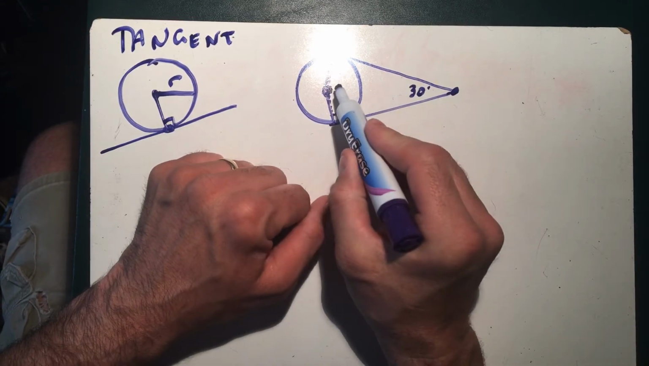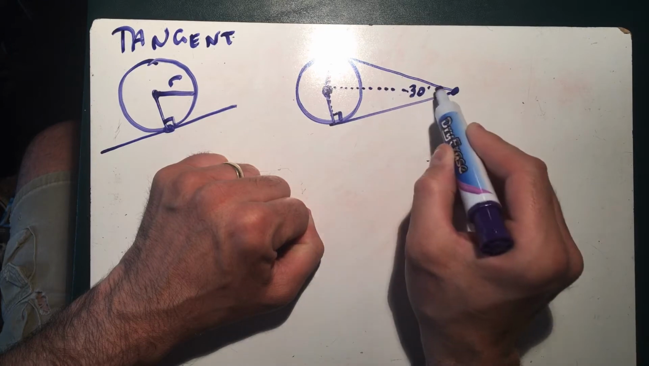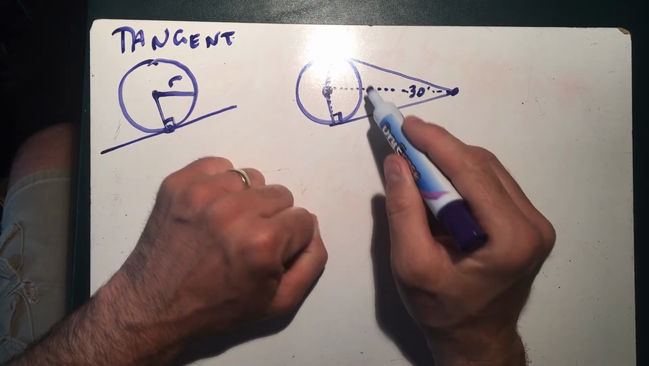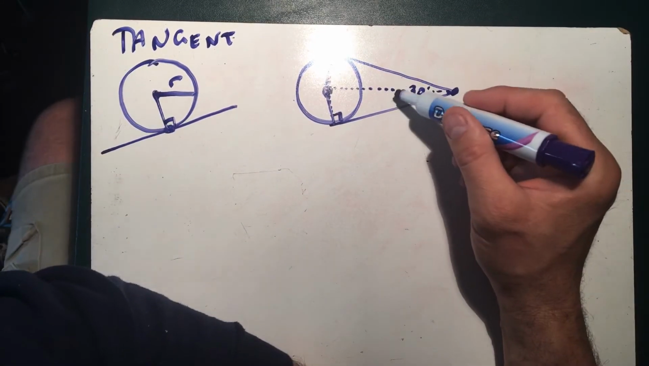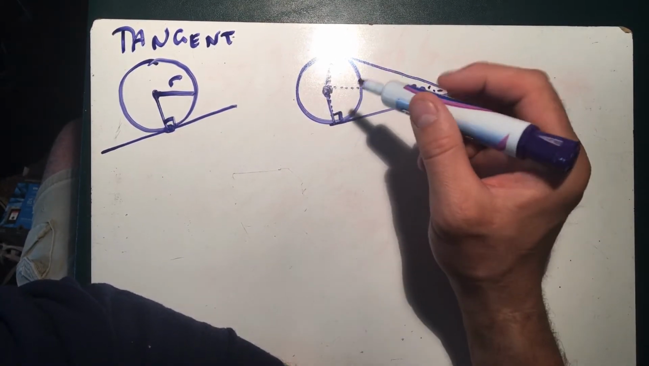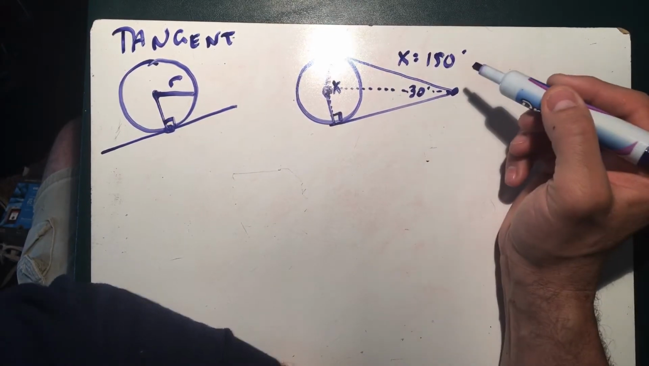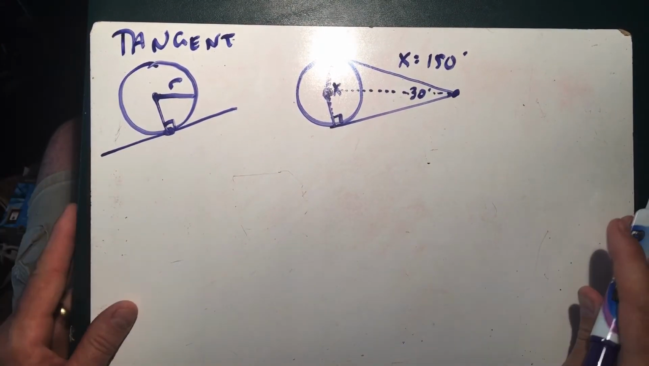Or you could split this down the middle and realize that these are two congruent right triangles. That's 15, 75, 90, and 75 and 75 is 150. Either way, you're going to get 150 degrees, which is really great. So there are all sorts of questions about things like that.